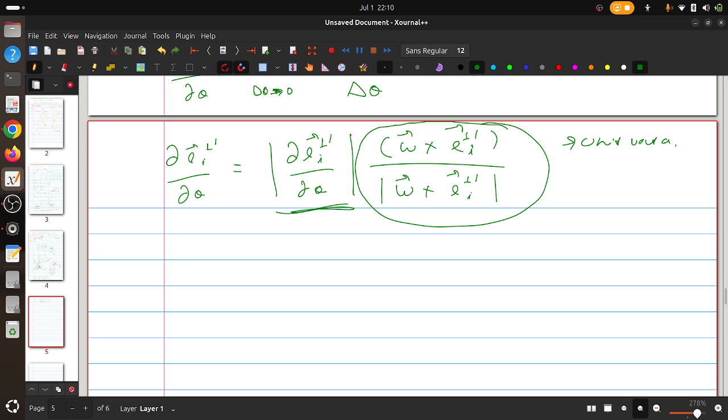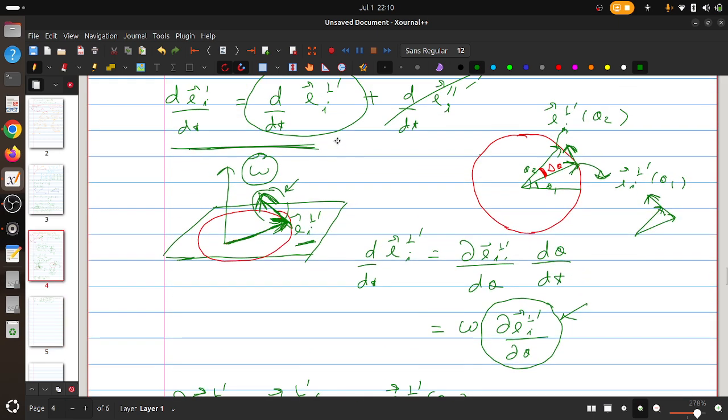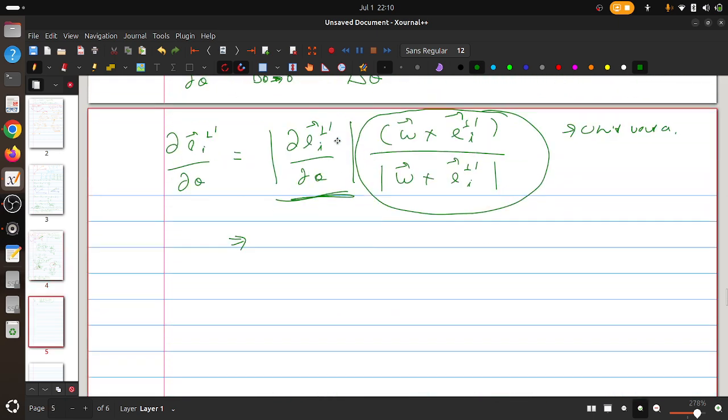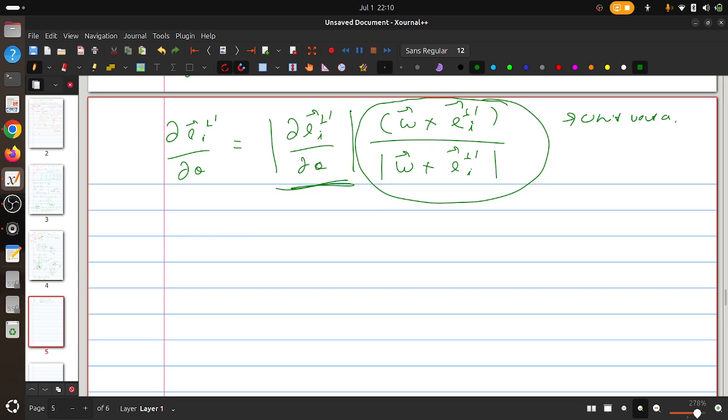Okay, so what is going on here exactly is that del E_I prime perpendicular by del theta. So what is the magnitude? We need to figure out this magnitude, and we have to do it geometrically. So I need to draw one diagram here.